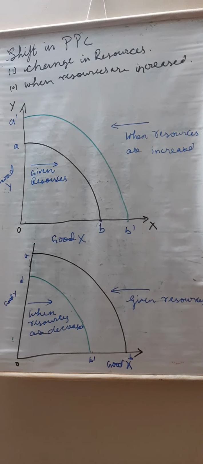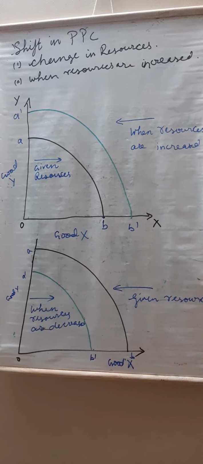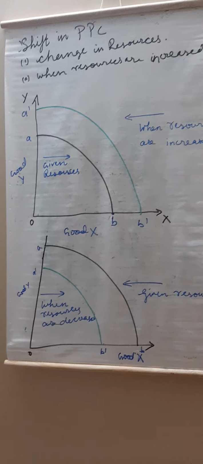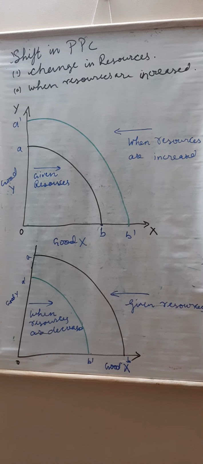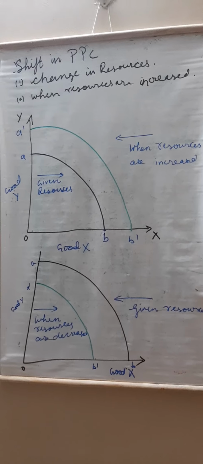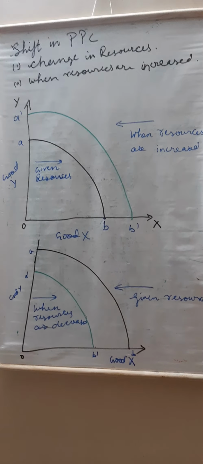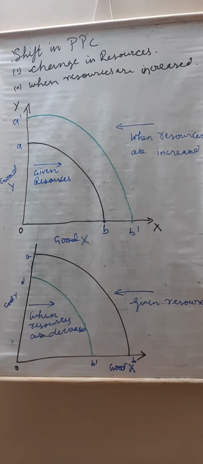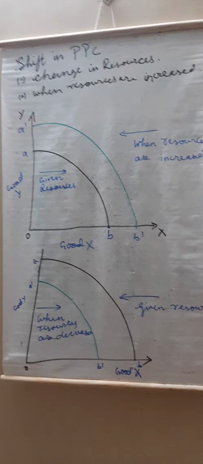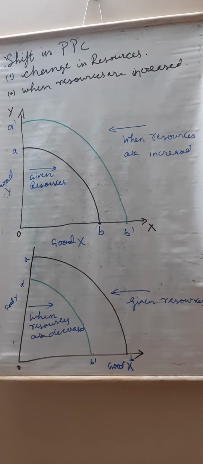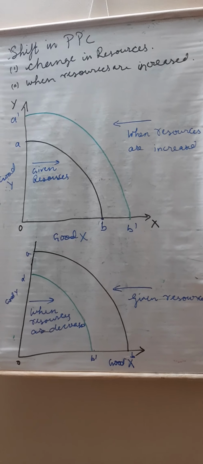But in this graph we will see how PPC works in the real world. It is not always based on its assumptions, that it always stays in a still position. It doesn't change itself, but at times PPC also changes its shape and size. So the first point is that a shift in PPC is because of a change in resources.